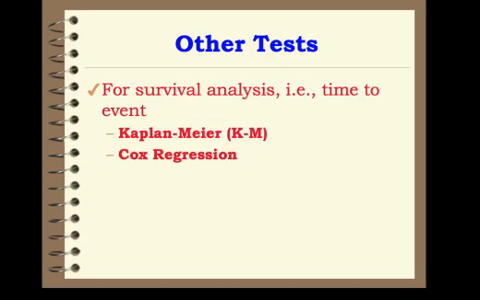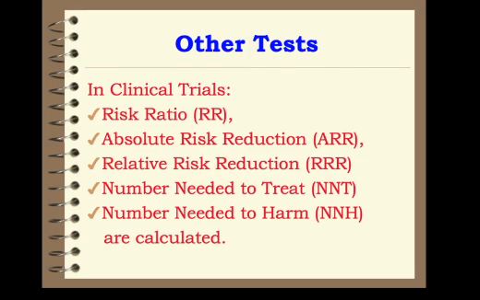Now, for survival analysis, where there is time to an event, Kaplan-Meier or a Cox regression is used. We use Kaplan-Meier if there are no control variables, and if we want to control for other variables, we use a Cox regression. In clinical trials, we calculate the risk ratio, the absolute risk reduction, relative risk reduction, number needed to treat, and then number needed to harm. We discussed this when we discussed research design.